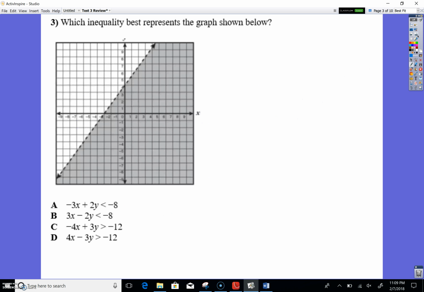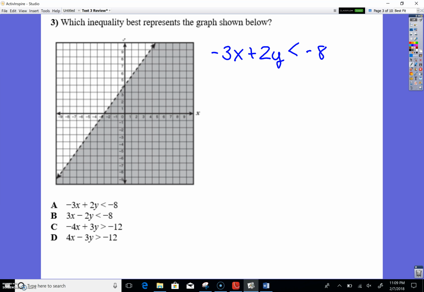Number 3. Which inequality best represents the graph below? Again, anytime you have a which inequality, you have to figure out which of these. See, this is all in standard form, so we have to change it to slope-intercept form. 2y is less than negative 8.